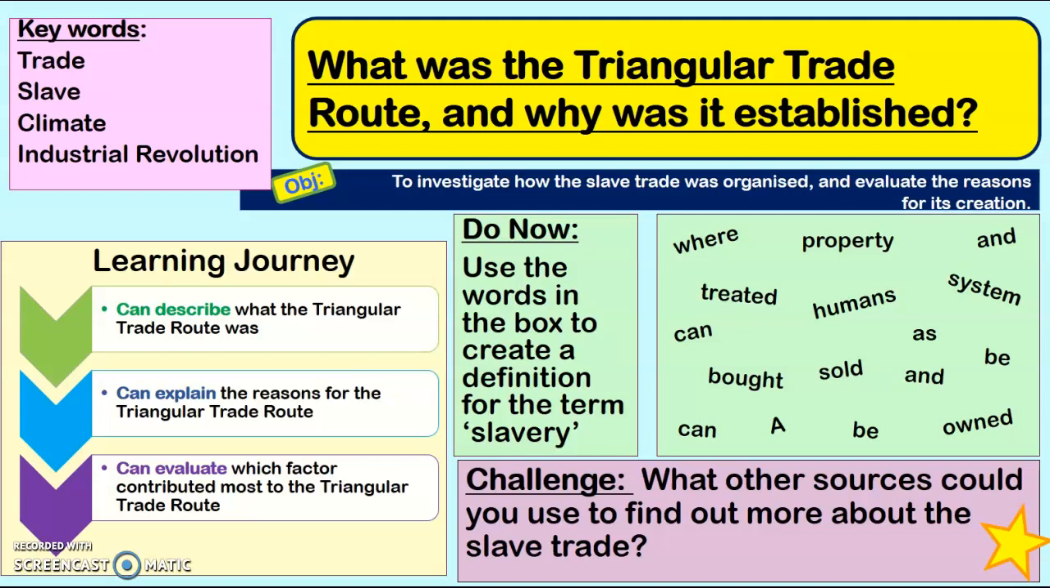The first thing I would like you to do today is to see if you can come up with your own definition for the term slavery, and I would like you to try and use all of the words in this box to be able to come up with your definition. So pause, write your definition, and then resume watching once you have your definition written.